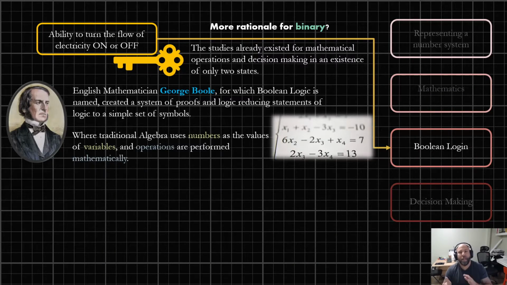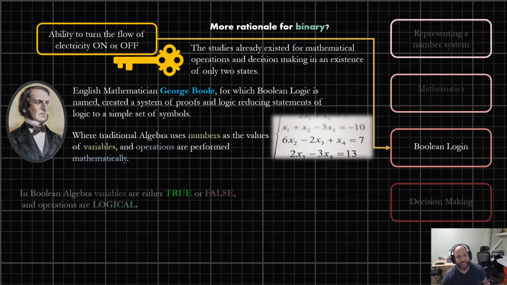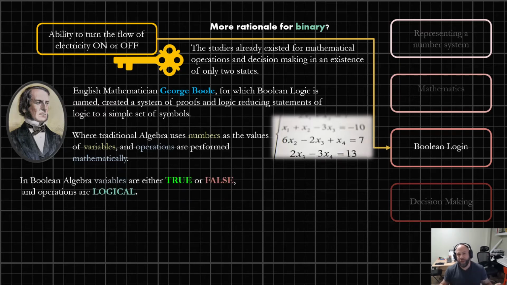So let's go to traditional algebra, where we think of algebra as having, like, x plus y. We're using numbers as the values for variables, or shall I say, we use variables to replace numbers that either we don't know or we're trying to solve for. And those operations that we're doing are performed mathematically, right? So that's general standardized algebra. So Boolean algebra is a bit different. Instead, all the variables, the x, y, z, throw that out the window. There are only two variables that we're concerned with. It's the concept of something either being true or false.